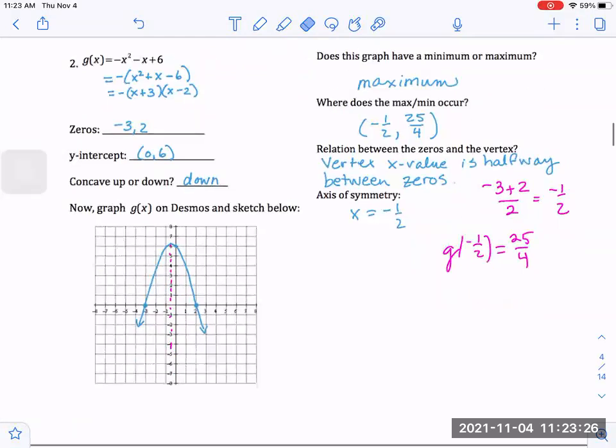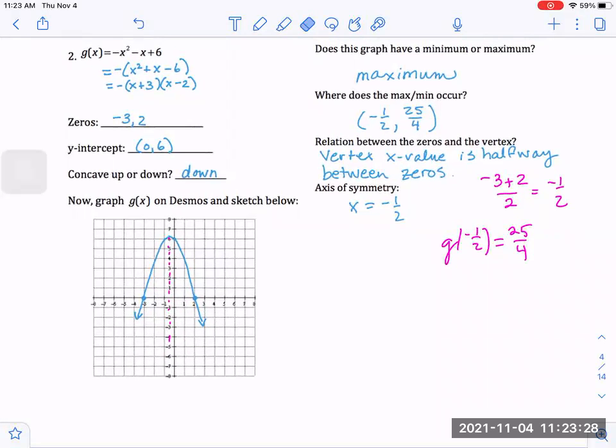So here are my answers. You guys have any questions? Good. Notice that this vertex, the x value is happening in the dead center of where those zeros are.